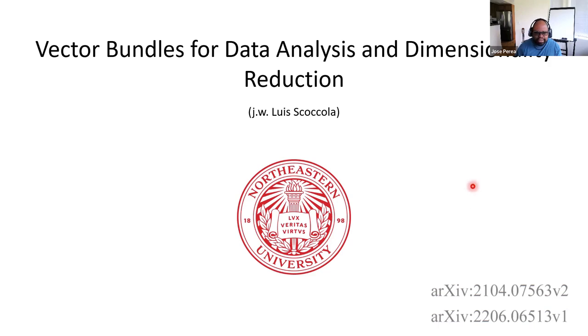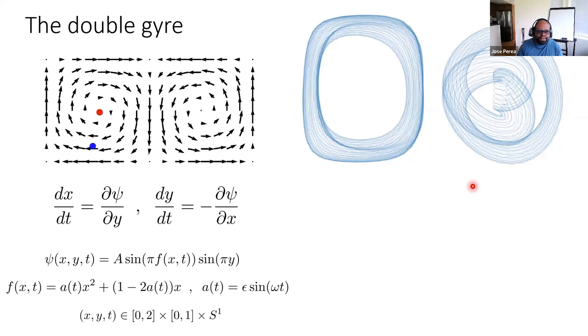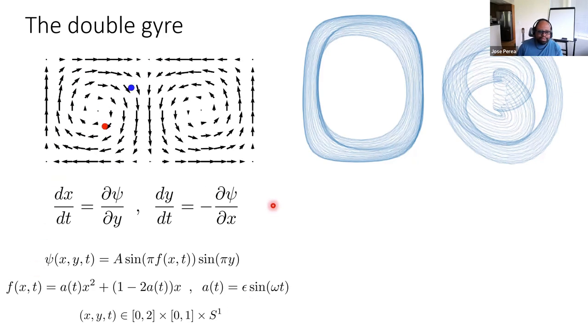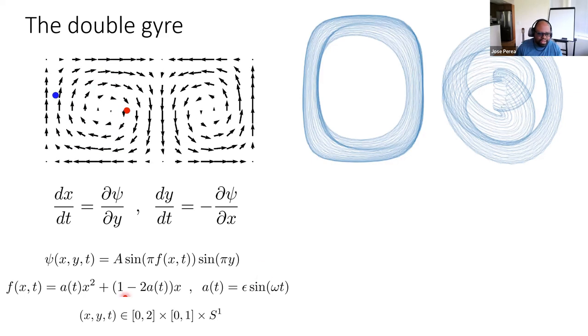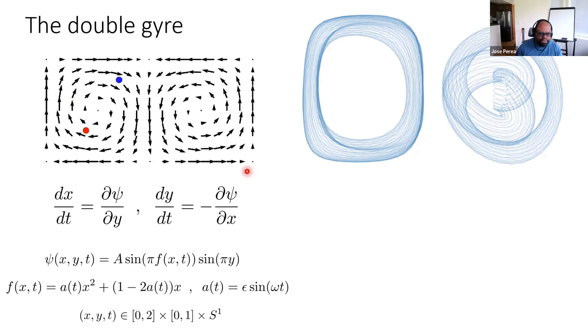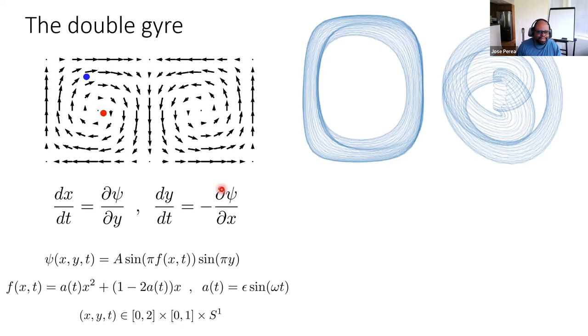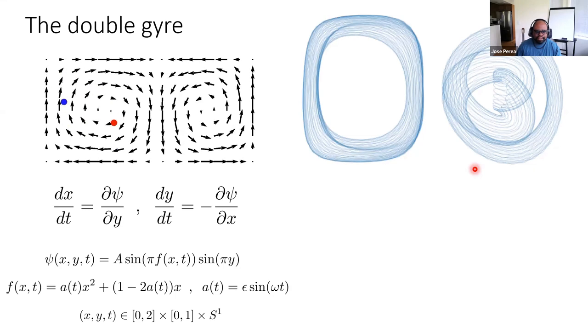Just to motivate why we care about vector bundles in data, I wanted to start with an example. The double gyre is a dynamical system whose equations are given on the lower left. Uppercase A, epsilon and omega are constants, and the evolution of the system as a function of time and spatial positions x and y is governed by these equations. In the vector field governing the dynamics, you're seeing two vortices swaying from left to right. We also have two particles, a red particle and a blue particle, trapped in the dynamics, and as they move, they describe two attractors for the system. Those are the pictures on the right-hand side: one is the attractor for the red particle, and the other is the attractor for the blue particle.